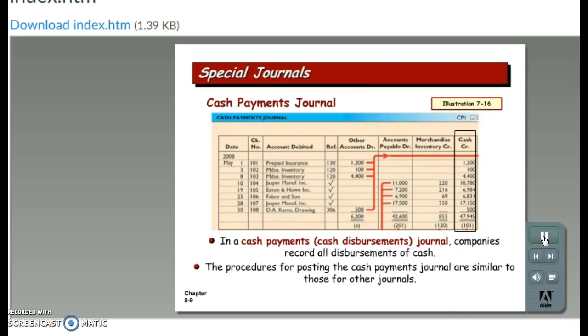If the debit accounts in the transaction do not have a column dedicated to them, such as the transactions May 1 through May 8th, the amounts will be entered in the Other Accounts debit column, and the appropriate account numbers entered into the reference column. The transactions May 10 through May 28 reflect payments made to suppliers within the discount period. Once again, the procedures for posting are similar for other journals.